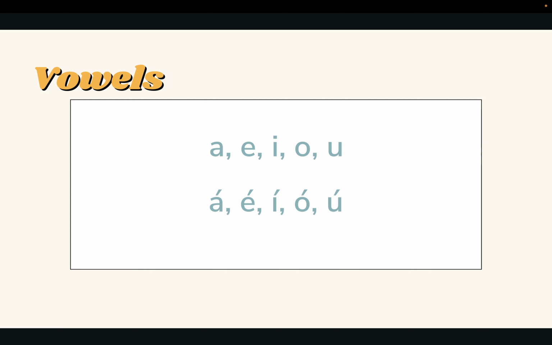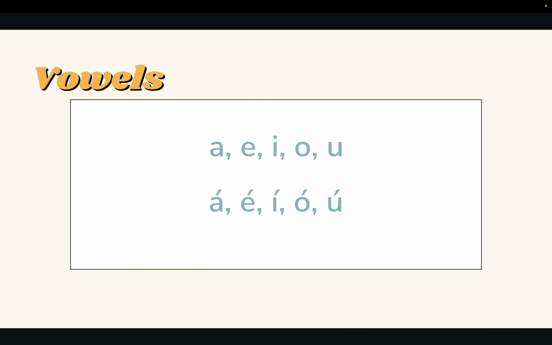In Irish, we have the 5 vowels that we have in English. We have A, E, I, O, and U. However, we have both short vowels and long vowels. So our short vowels are here without an accent, just A, E, I, O, and U. And our long vowels have what we call a fada in Irish.